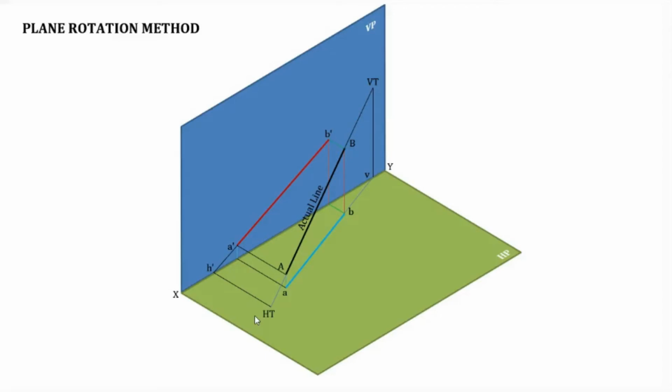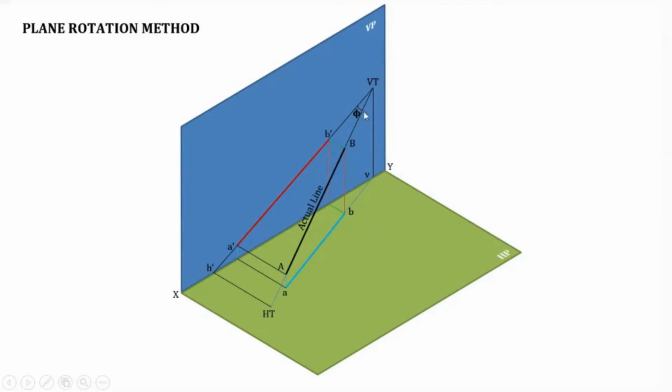Now what we consider is that when A dash B dash is extended, it passes through VT. This is the concept that we have already seen in the line rotation method: H dash, A dash, B dash, and VT are in the same line. That inclination will be the true inclination of the line with the VP, which can be marked here.